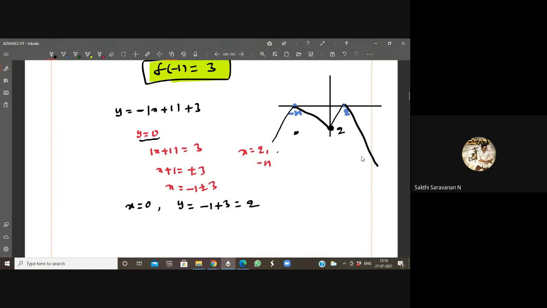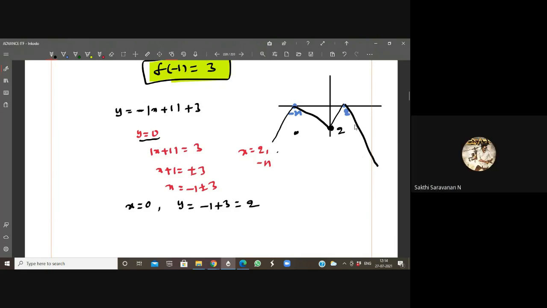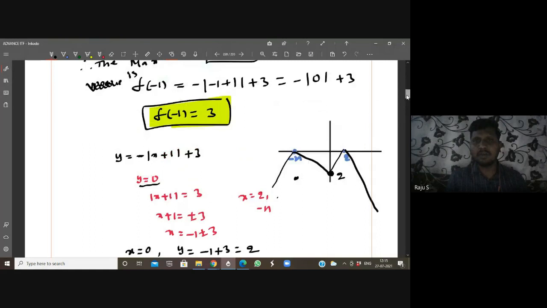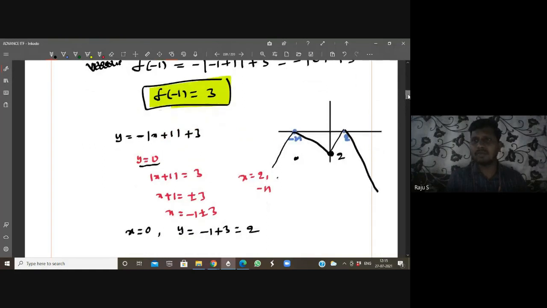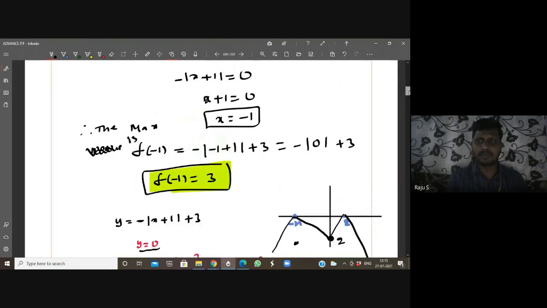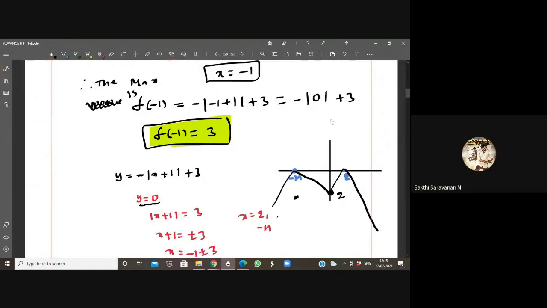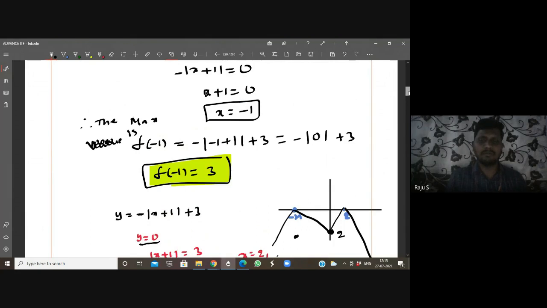Sir, can't we do this sum with the second method, by differentiating? By differentiating also we can do, but we are going to get two different values. Here modulus will be there. So based on the x values, we'll get the derivative. So it's better to do method one alone.